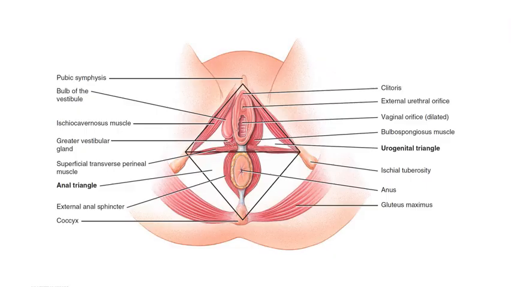On either side of the external urethral orifice are the openings of the ducts of the paraurethral glands, also known as Skene's glands. These mucus-secreting glands are embedded in the wall of the urethra, and they are homologous to the prostate on the male side. On either side of the vaginal orifice itself are the greater vestibular glands.